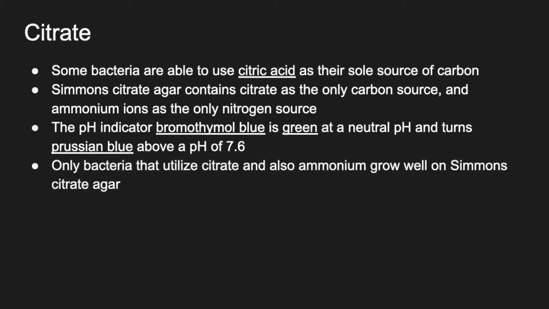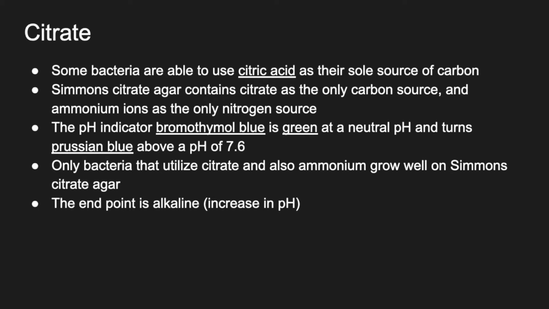So the only bacteria that are able to utilize citrate and also ammonium grow well on Simmons citrate agar. If a bacteria does not utilize citrate well as the carbon source, and they can't use ammonium ions, they're not going to grow well, if even at all, on the Simmons citrate agar. Okay? So only bacteria that use citrate and also ammonium grow well. The endpoint is alkaline or basic. We are going to see an increase in pH.